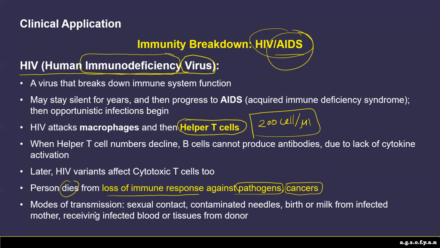Modes of transmission of this HIV or AIDS are mostly sexual contact, okay, contaminated needles, birth, so the baby might receive the HIV from their mother or maybe from the milk of an infected mother, and receiving blood transfusions from a donor that is HIV positive.